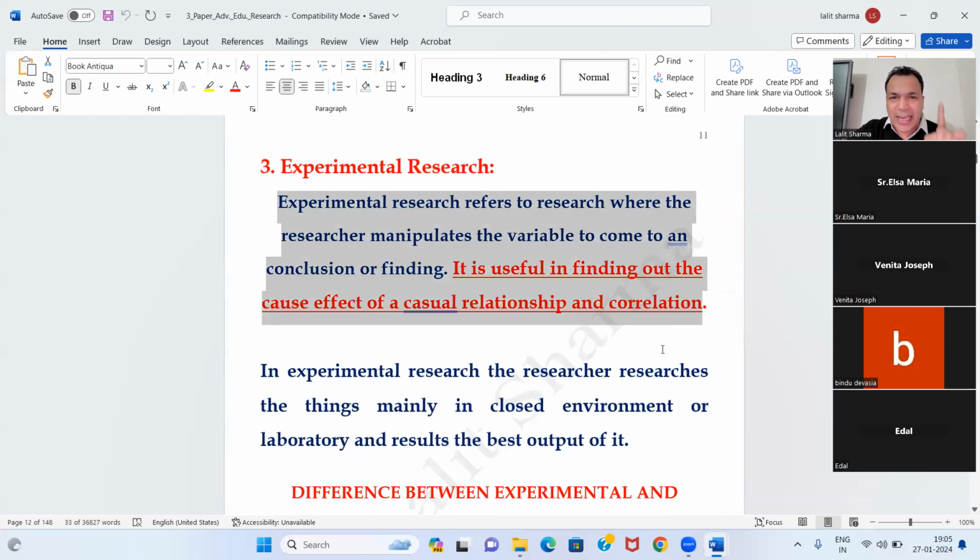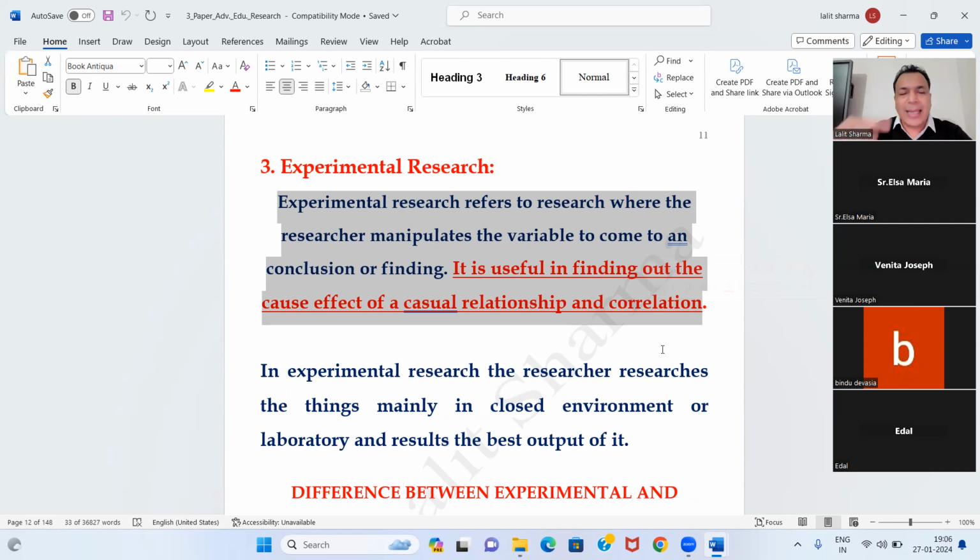Experimental research refers to the research where the researcher, आप है researcher, manipulates the variable to come to conclusions or findings. It is useful in finding out cause effect. The important cause effect, underline कर लो, cause effect. Whenever any research demands cause and effect, it should always be in your mind. It is talking about the experimental research, experimental method.